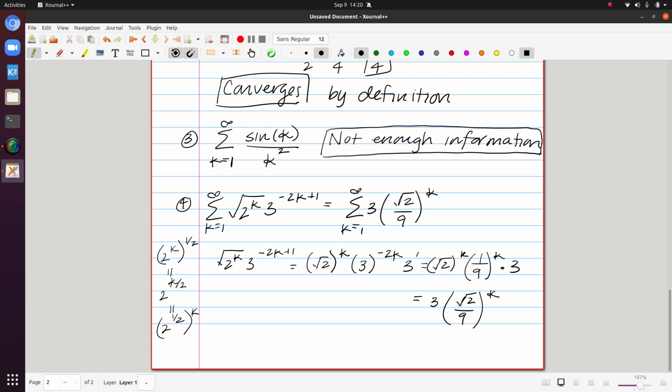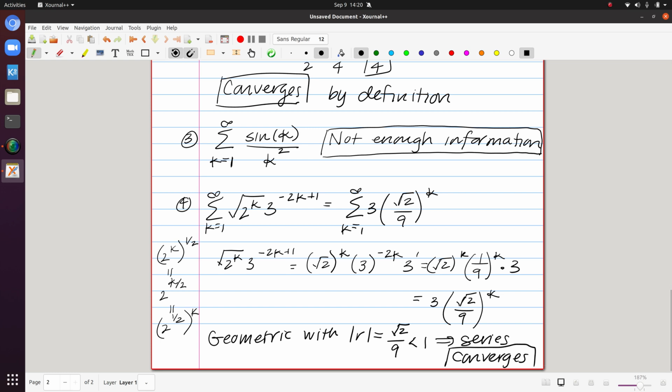The advantage here is I can see that this is geometric with the absolute value of r equal to the square root of 2 over 9. Square root of 2 is certainly less than 9, so this is less than 1. And I can say that the series therefore converges. And that's all that's asked here, so that suffices.